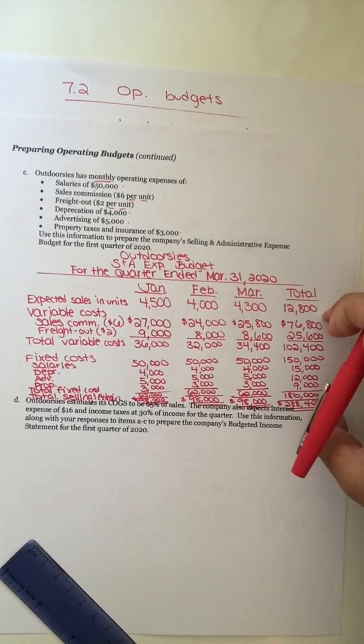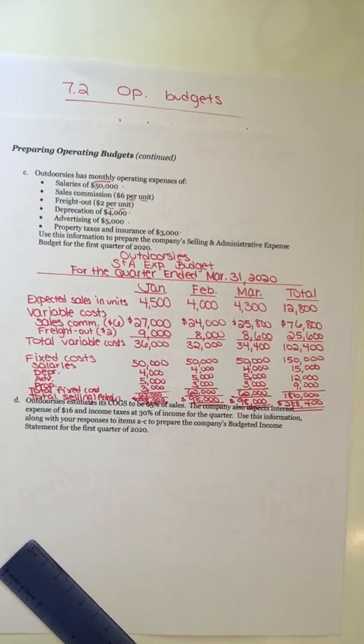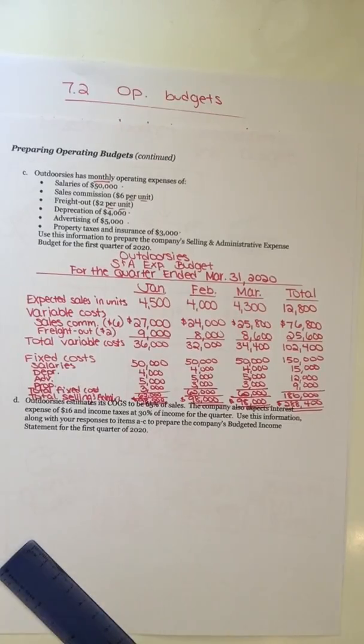All right, and we're going to need all that information to then go on to our next budget, which is the budgeted income statement. So go ahead and watch that video where I'll tell you what the budgeted income statement is, the format, and then we'll come back and prepare it for Outdoorsies.